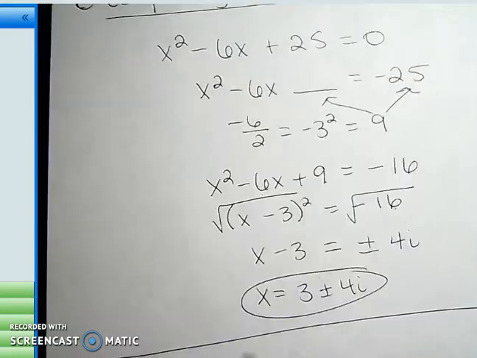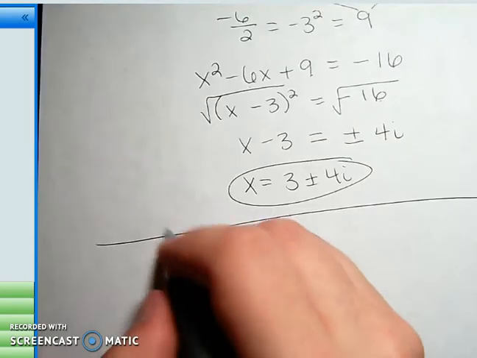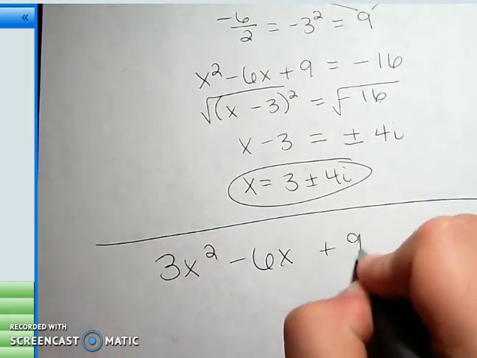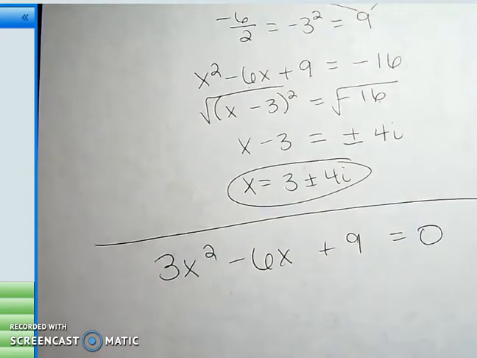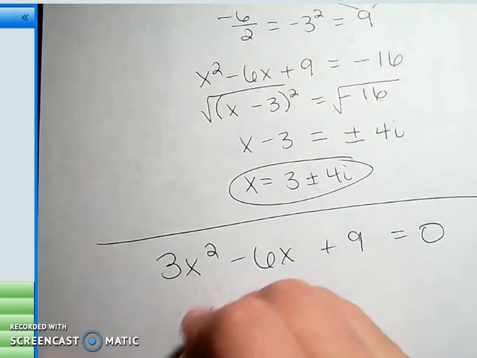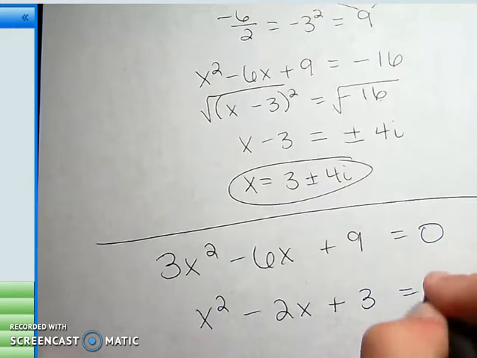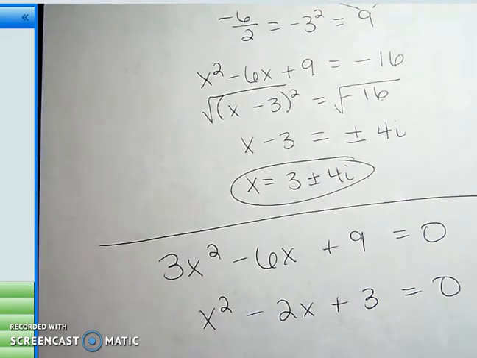Now, what if we had a number coefficient in front? 3x squared minus 6x plus 9. Here, if you notice, all three terms have 3 in common, so I would just simply divide it out and then complete the square from there. Or this might be factorable. Are there factors of 3 that give us -2? Nope. So you could use the quadratic formula or, again, completing the square on this one.